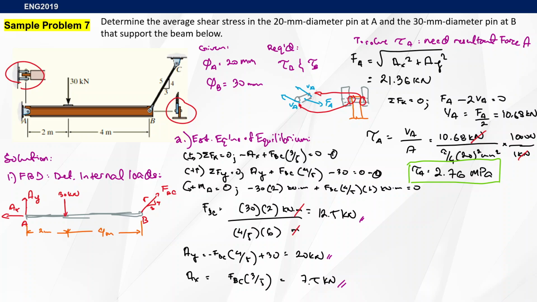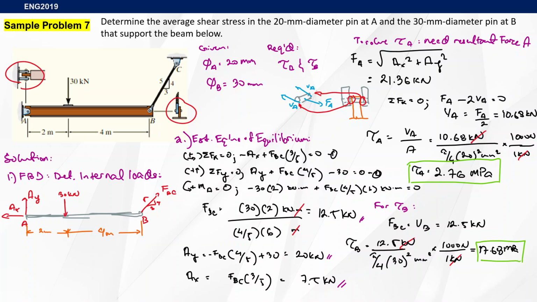So for tau B, FBC here is simply equal to our shear force, which is 12.5 kilonewtons. And then from there, we just substitute it, and we will have the average shear stress at point B at 17.68 megapascals.